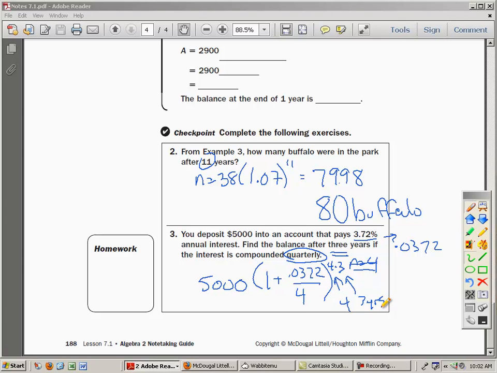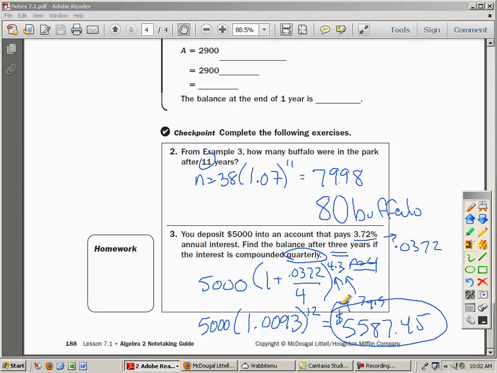All right? So this all simplifies to 5,000, and then 1 plus whatever that interest rate simplifies to, which is 1.0093 all to the 12th power. And then when I plug all that into my calculator, I get roughly 5587.45. So after 3 years of quarterly compounding on $5,000, you've made about $500 in interest. Well, almost $600 in interest. So that concludes lesson 7.1.